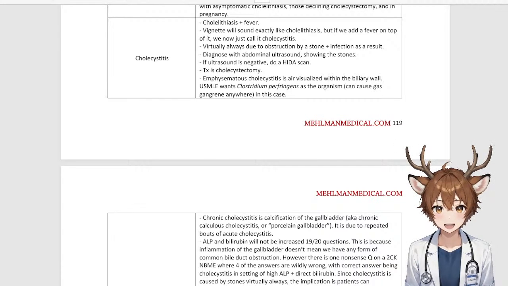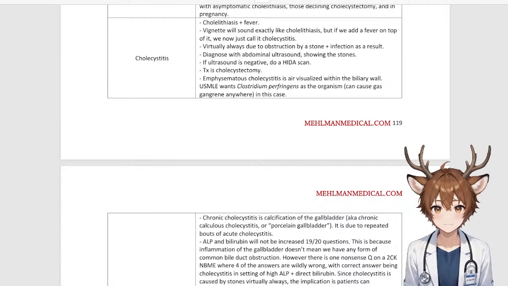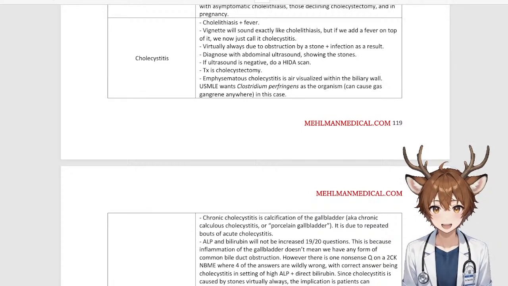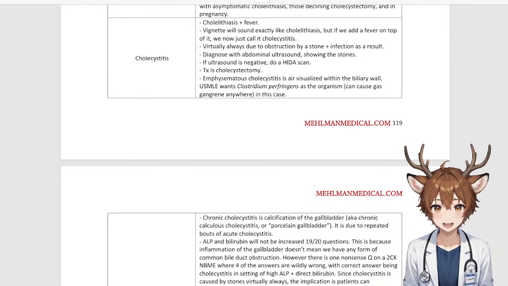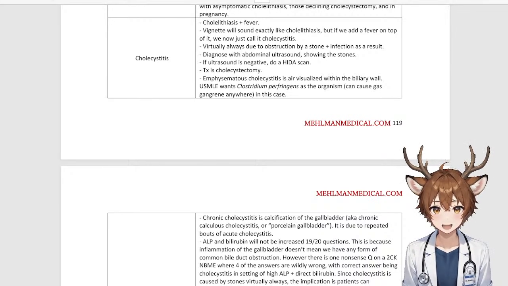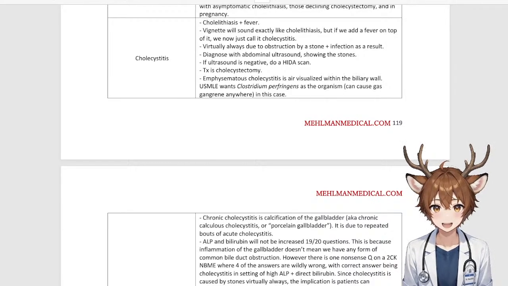However, there is one nonsense question on a 2CK NBME where 4 of the answers are widely wrong, with the correct answer being cholecystitis in the setting of high ALP plus direct bilirubin. Since cholecystitis is caused by stones virtually always, the implication is patients can occasionally have concurrent cholelithiasis.